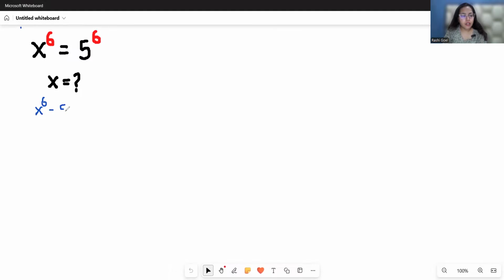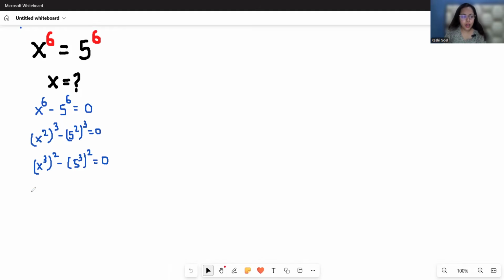take this 5 power 6 to this side, it becomes x power 6 minus 5 power 6 equals 0. So we can write this as x power 2 power 3 minus 5 power 2 power 3 equals 0, or you can write it as x power 3 power 2 minus 5 power 3 power 2 equals 0.